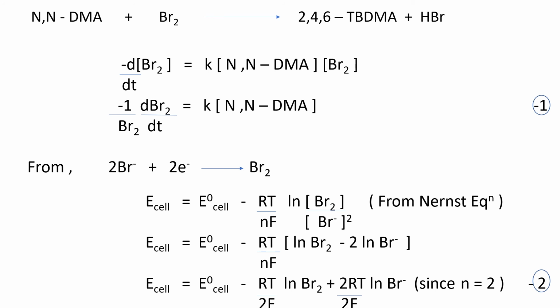After that, E cell is equal to E naught cell minus RT by nF. You know that ln of A by B is equal to ln of A minus ln of B. So I am writing like this, that is ln of Br2 minus 2 ln Br minus. After that, you are writing E cell equal to E naught cell minus RT by 2F ln of Br2, so minus of minus it will be plus 2 RT by 2F ln of Br minus. So n is equal to 2 as 2 electrons are involved in the reaction.